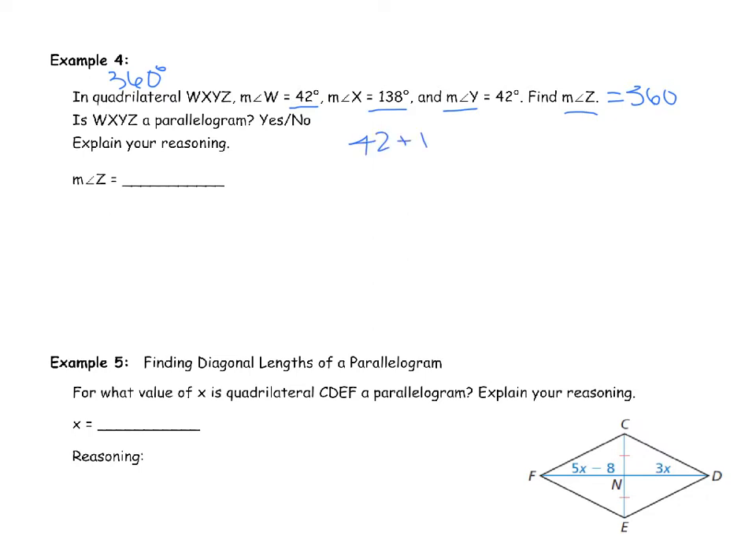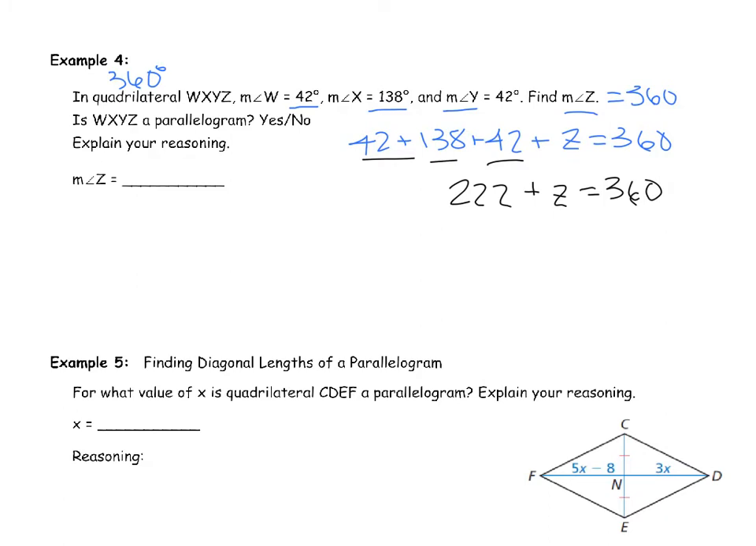So we're going to go ahead and write this out mathematically. And yes, I do expect you guys to all show your work. I'm just going to put Z, since we don't know what that one is yet, equals 360. And when I add up those numbers, because I'm combining my like terms, you get 222 plus Z equals 360. All right, so I'm going to subtract the 222 from both sides. They cancel out on that side. And we get that the measurement of angle Z is 138 degrees.